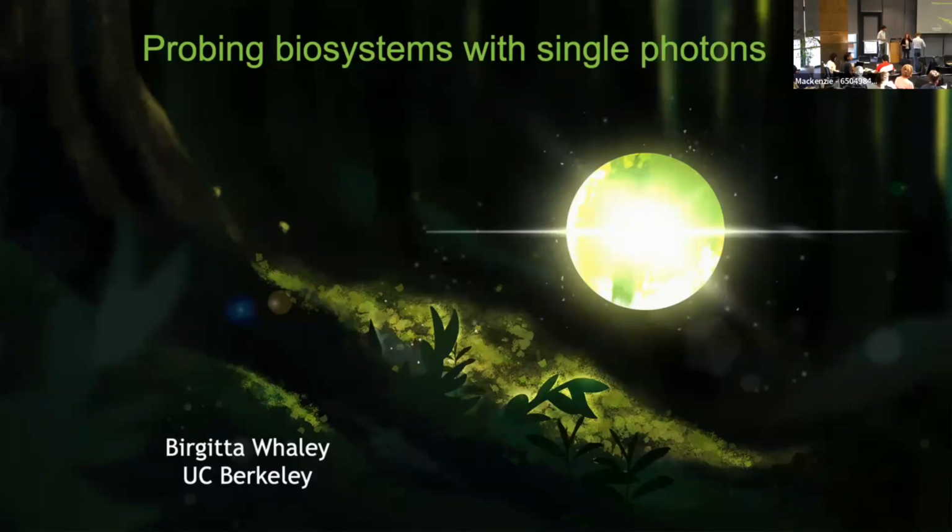To the last talk of the session by Professor Birgitta Whaley. She's a professor at the University of California at Berkeley and director of the Quantum Information Center. She has many awards and contributed to important work both on quantum information in general, but also on quantum information and life sciences. Maybe one very quick story, and then we can get started.